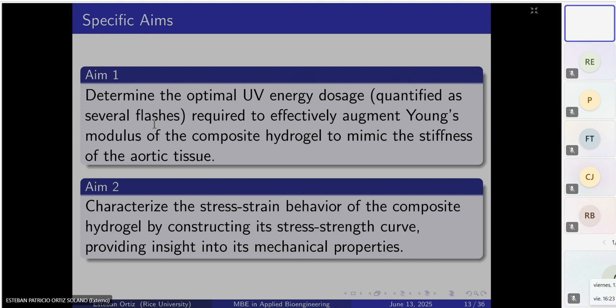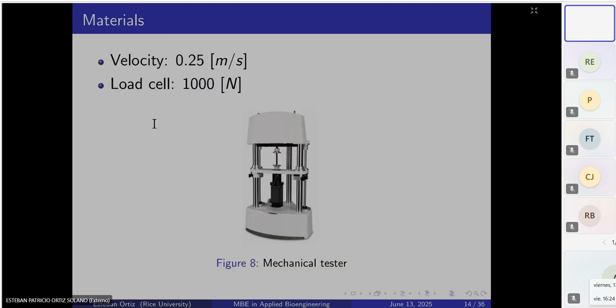And the second aim: as you know, some materials have a more linear relationship, while others are more difficult to characterize. So my question was, what kind of stress and strain behavior am I going to see in this kind of composite material? I'm trying to mimic the same behavior of the extracellular matrix of the tissue. So these are the two aims.